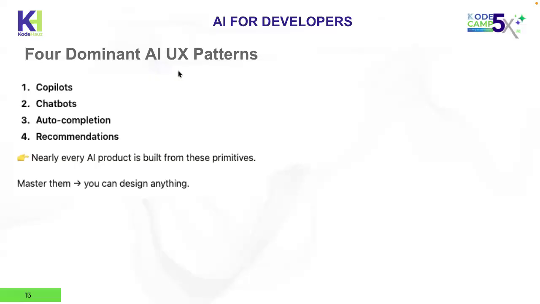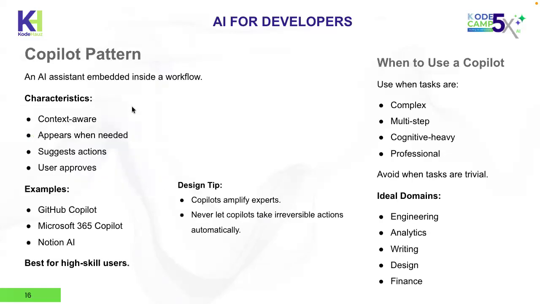So with that, we have the four dominant AI UX patterns. We've gone through those already. We have the co-pilots, the chatbots, the auto-completion, and the recommendation. Like I said, I think we've looked at that already, but we'll just go through them. The co-pilot pattern is the highest pattern. Well, when we were discussing, we also had the pattern where you are delegating, right? So it's more than just a co-pilot, it becomes a co-worker kind of, right?